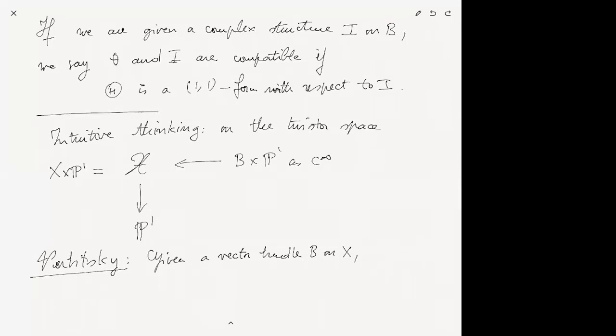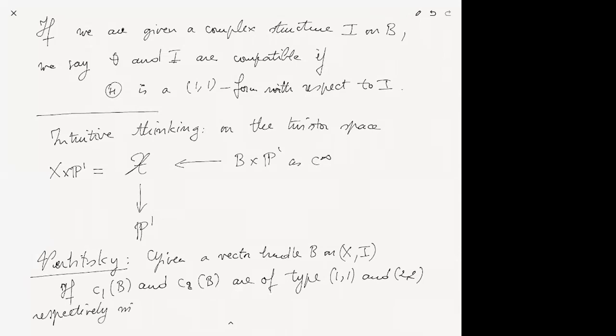I want to give you a different formulation. Given a vector bundle B on X with complex structure I, where X is hyperkähler, if C1 and C2 of B are of type 1-1 and 2-2 respectively, meaning these are Hodge classes with respect to all complex structures lambda on X, then B is hyperholomorphic.